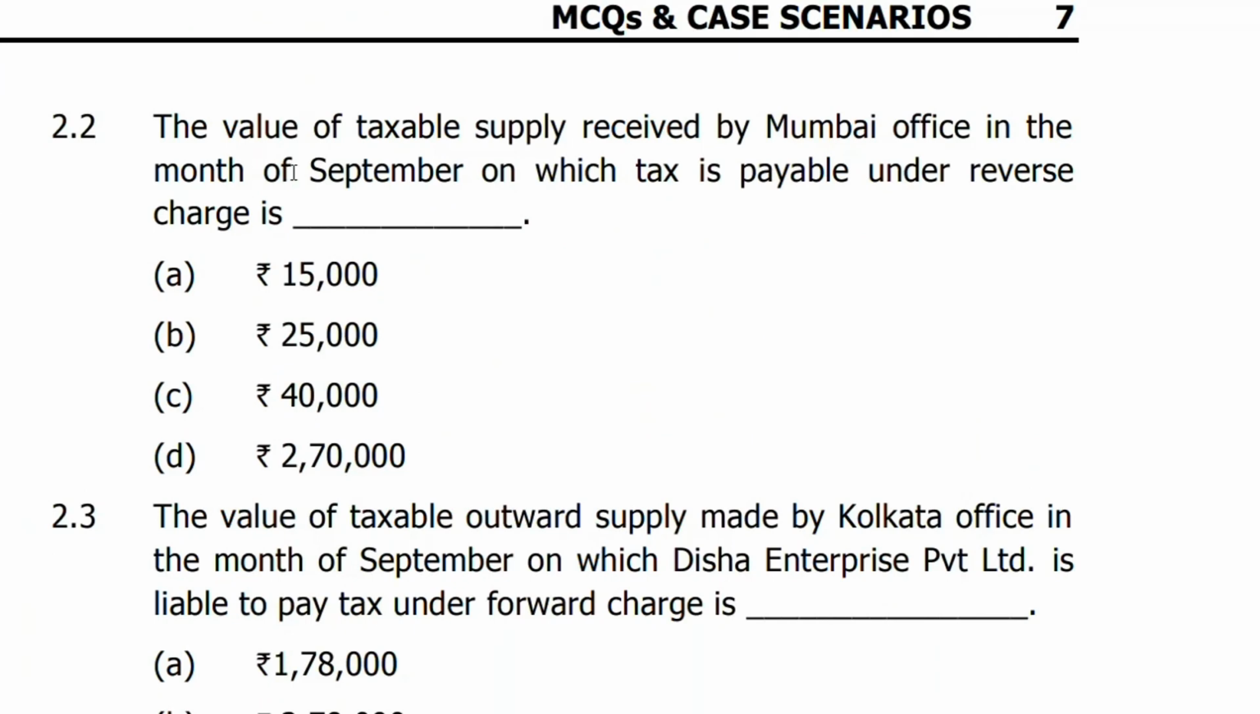Next question, the value of taxable supply received by the Mumbai office in the month of September on which tax is payable under reverse charge is. They are asking taxable supply received by whom? Mumbai office. Kolkata they are not asking, only Mumbai office. Taxable supply received means inward supply, okay. And that too they are asking about reverse charge. So let us check.